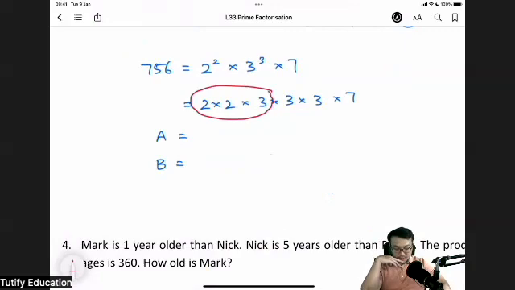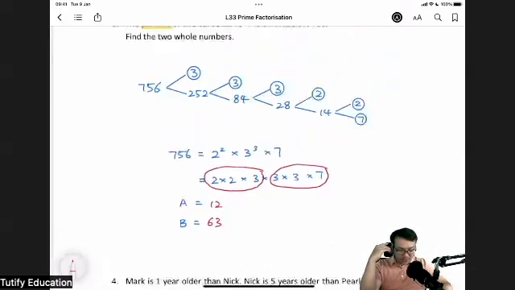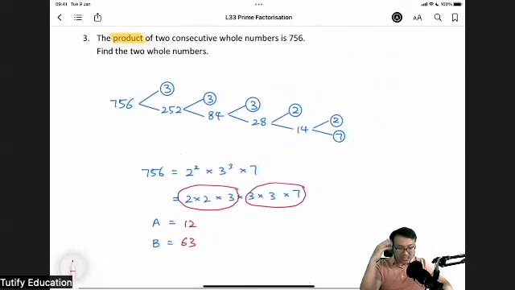12. Then I combine this, what do I get? 3 times 3 is 9. 9 times 7 is? 63. Are these two consecutive whole numbers, A and B? No. So what's the point here? The point of the question is that you must get two numbers which are consecutive whole numbers.